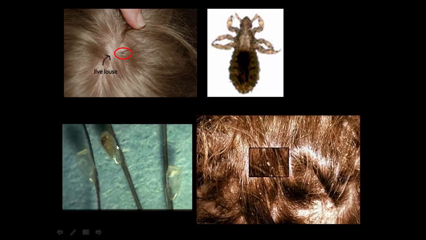Now these little nits are very strongly glued to the hair, so if you can blow it off, or brush it off with your fingers, then it's not a nit. It's probably a piece of dandruff or some other piece of debris that's in the hair and not an actual nit. To get a nit off, you actually have to grab hold of it and pull it along the length of the hair.